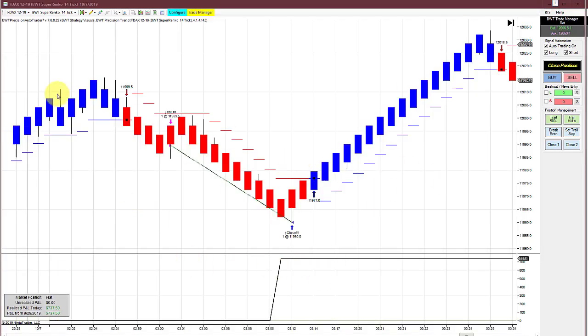An outstanding trade on the DAX Super Renko 14-tick. This is trading the Eurex Open or the London Open here, starting at 3 a.m. Eastern, and just a perfect trade, filled on our limit order and out at nearly the bottom tick here of this swing. This is just trading a single contract.